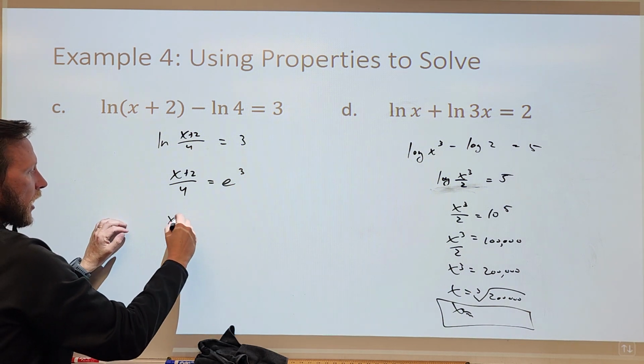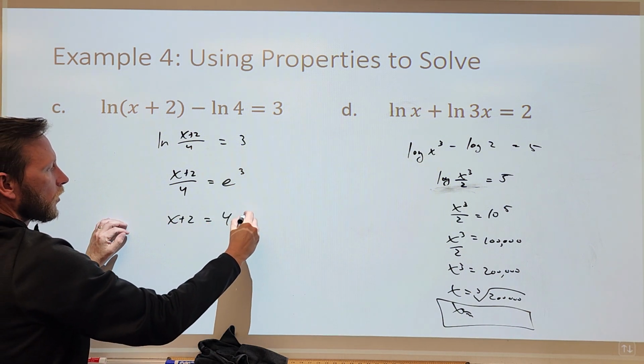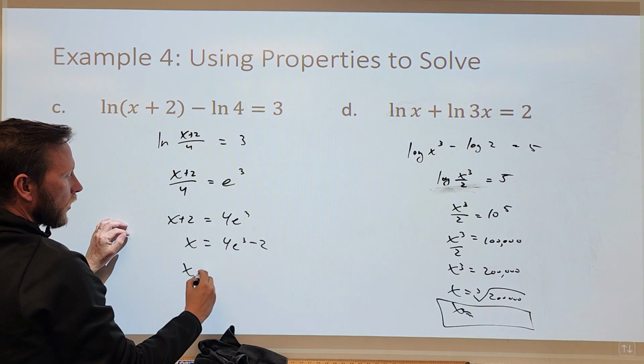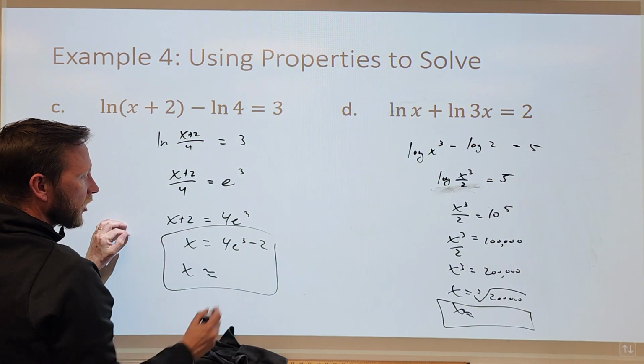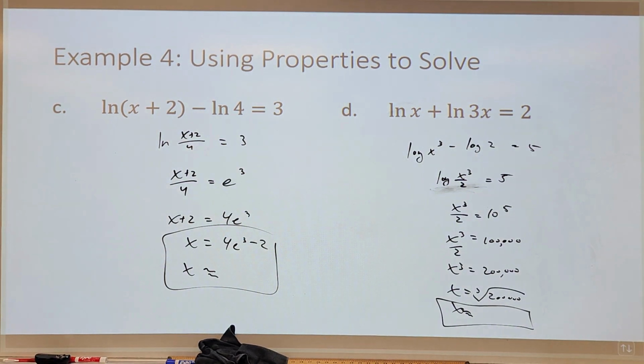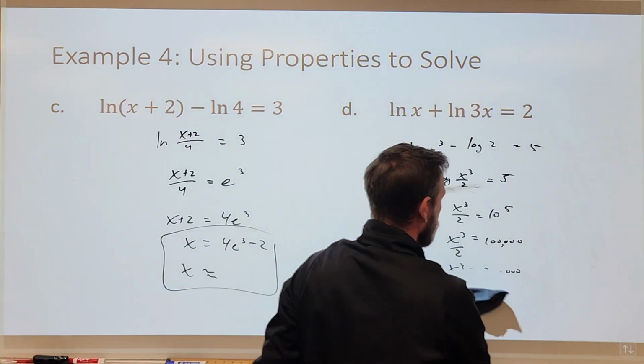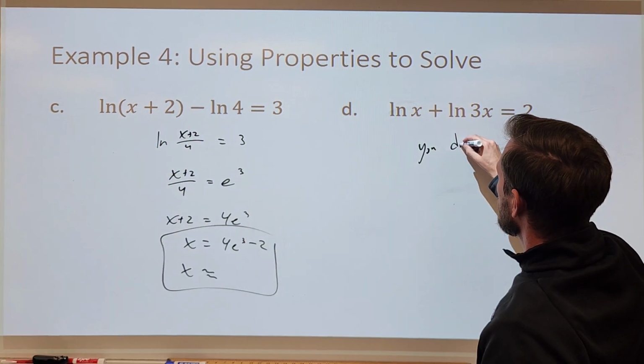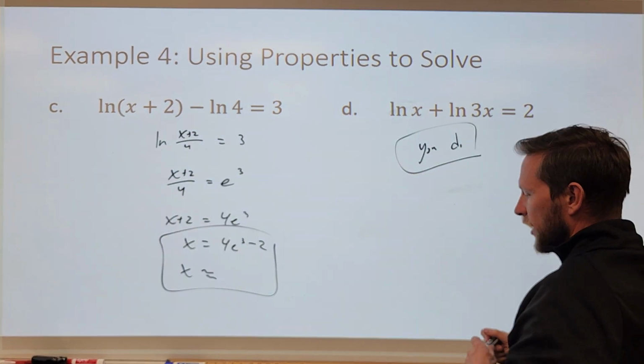Now from here, it's cake, right? We're going to multiply both sides by 4, and then we're going to subtract 2. And then we can approximate that. We know what x equals. Do we know what x is approximately equal to? I want for you to do letter D. And then we'll see how that goes.